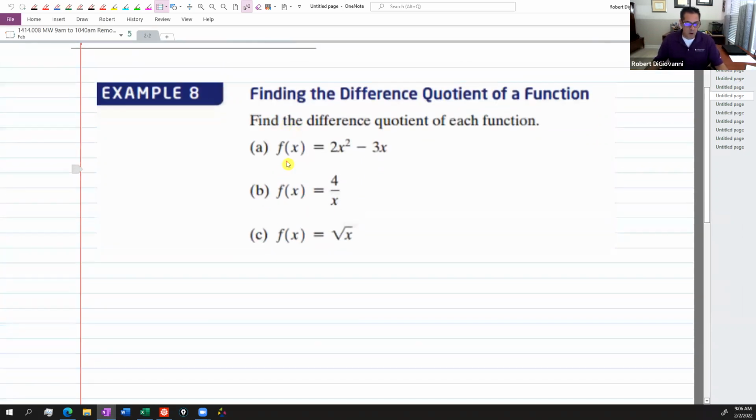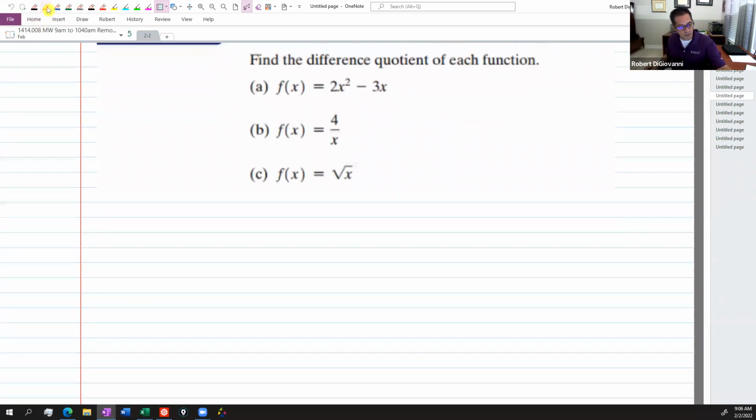We're given in this example three different functions, A, B, and C. For each of those functions, we should be able to find the difference quotient. So we're going to start with the first one, work it out, and then move on to the next one. So let's start with this first function. A is f of x equals 2x squared minus 3x. And I want us to find the difference quotient. I'm just going to put DQ for difference quotient.